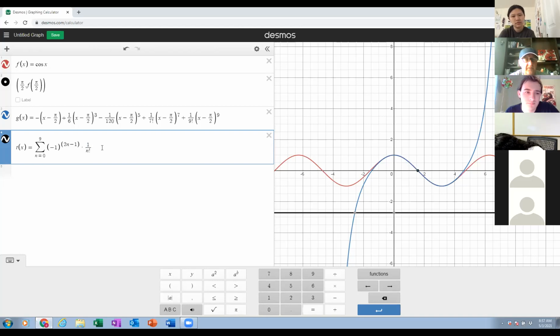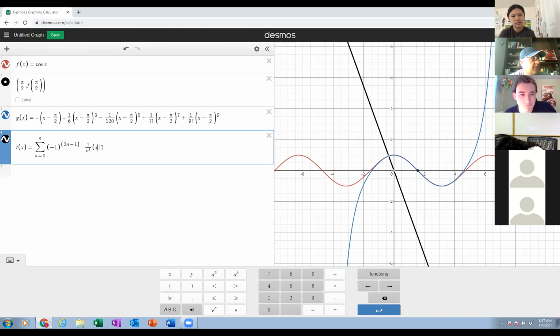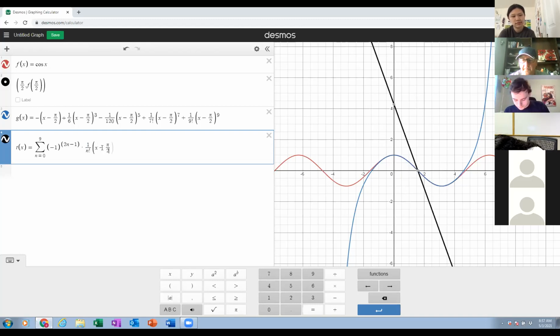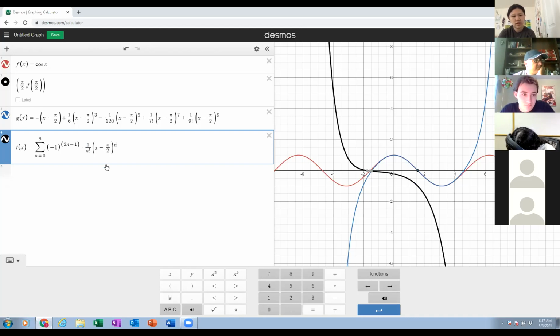And then isn't it always x minus, I keep hitting the wrong thing, x minus pi divided by 2 raised to the, is it just raised to the nth power? Maybe raise that to the 2n plus 1.